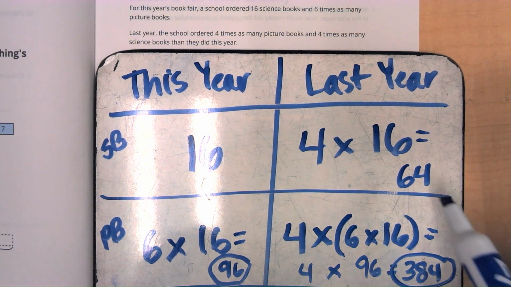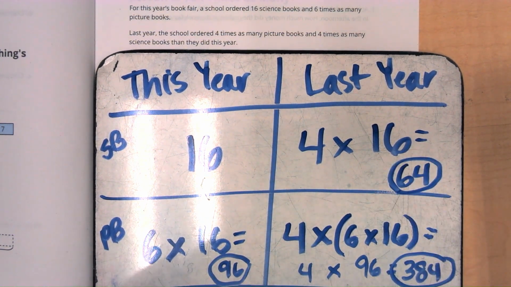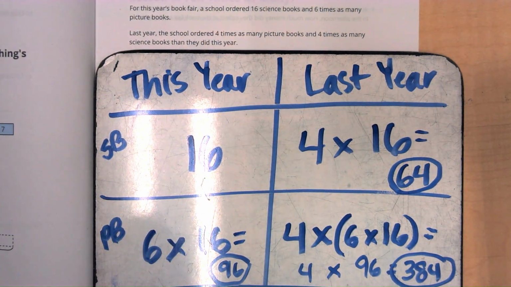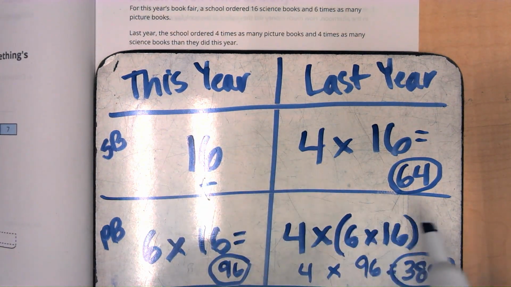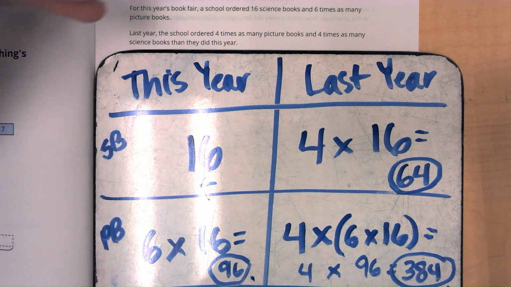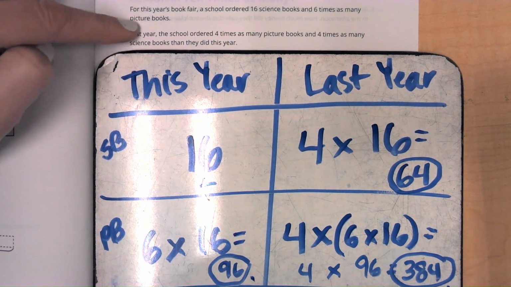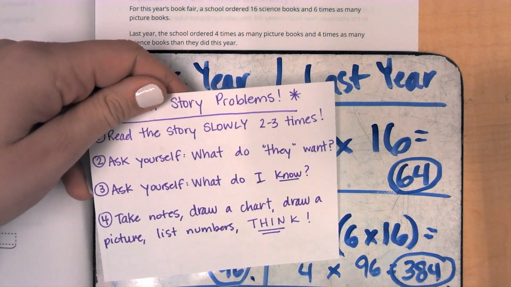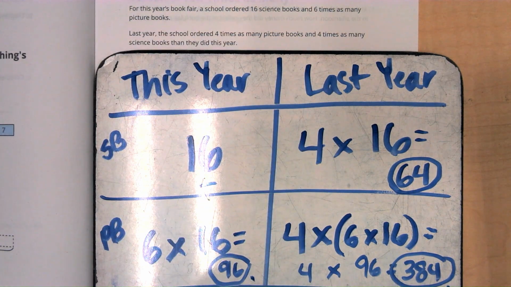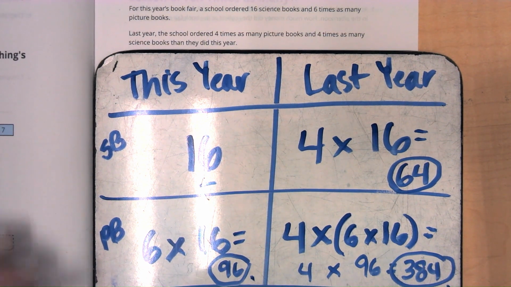So here we have collected all of our information out of the story, and we've applied it to the chart that we made. In our chart, we see that we have 16 science books this year, 64 science books last year, 96 picture books this year, 384 picture books last year. We compiled this information before even knowing what they want. We read the story 2 or 3 times, and then we took notes, drew a chart, drew a picture, listed numbers. We thought about it, and this is the product of our thoughts.